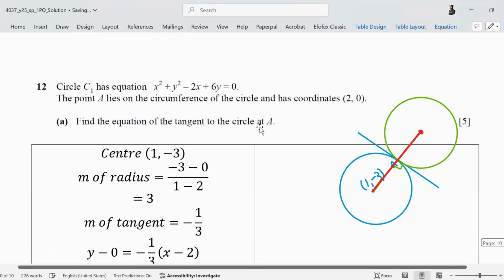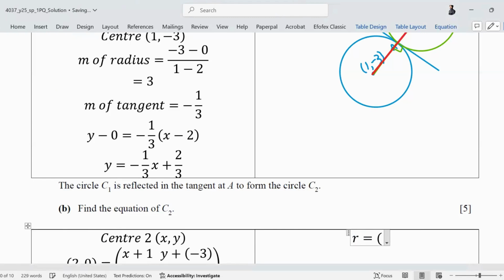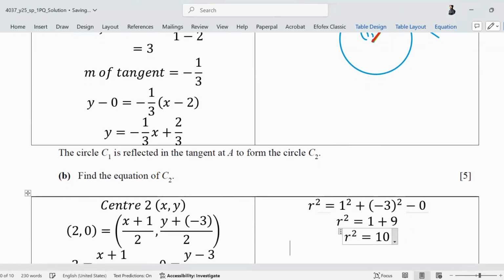So how do we find the radius or r square from the expanded equation? We take the coordinates of the center, which is 1 squared. Okay, r squared is what we are trying to find. 1 squared plus negative 3 squared minus the constant, and there is no constant, so that will just be 0. R squared is 1 plus 9. So R square is 10.